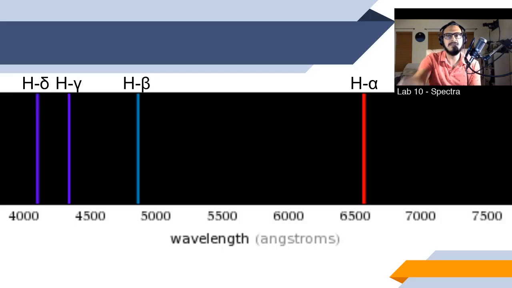So here we have the Balmer lines. From left to right, we have delta, gamma, beta, and alpha. And they all start with the H because we said that these were all hydrogen atoms. So it's hydrogen delta, then hydrogen gamma, then hydrogen beta, and lastly, hydrogen alpha.